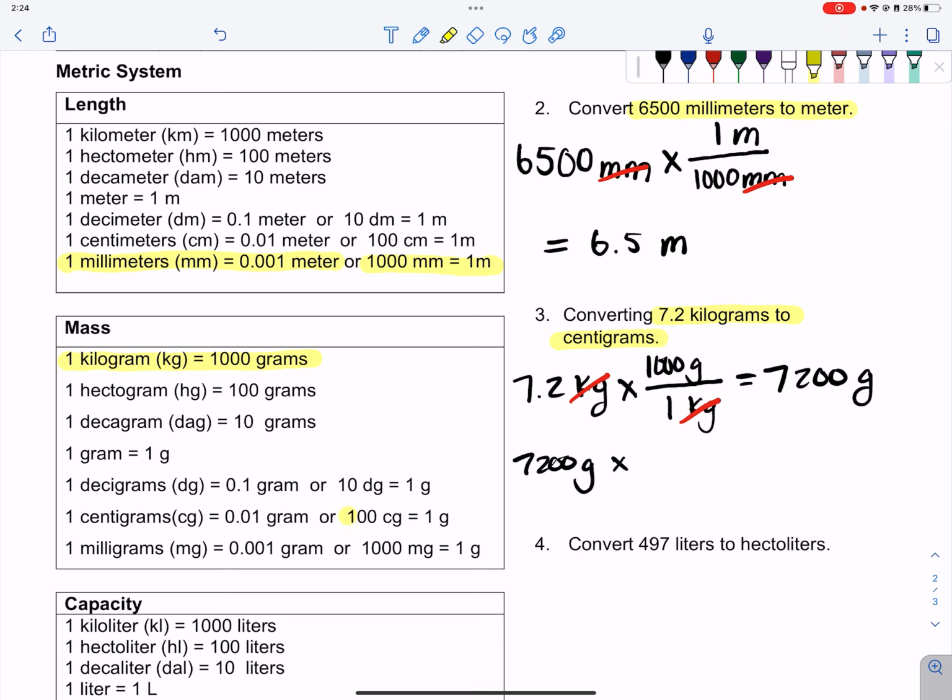And now let's take that 7,200 grams and convert that into centigrams. Well, we have that 100 centigrams is equal to 1 gram. So that means I am going to have 100 centigrams over 1 gram. And now the grams cancel to give us that this is 720,000 centigrams.